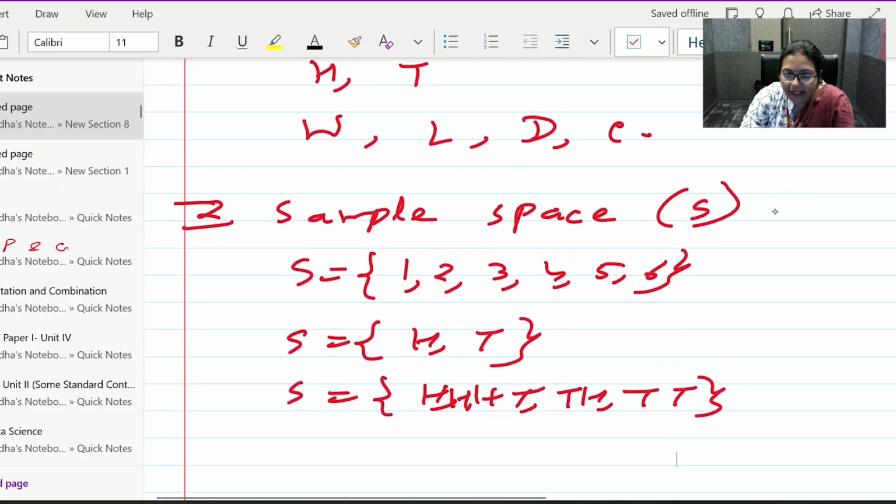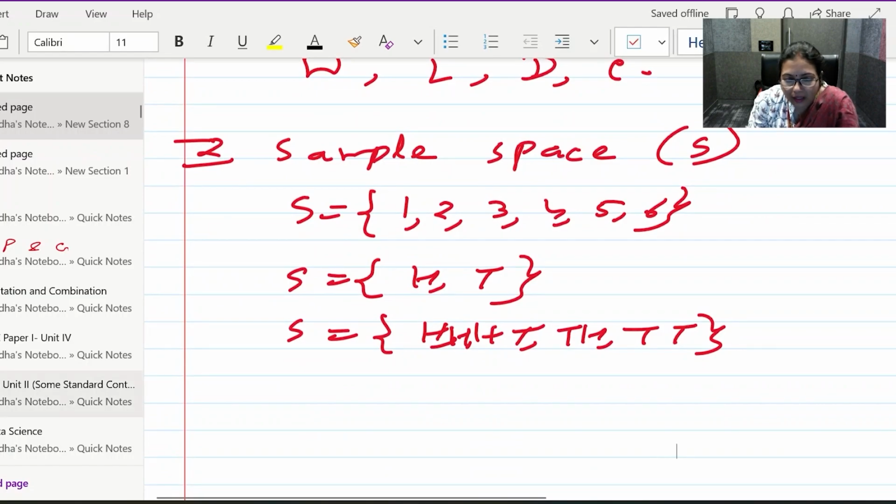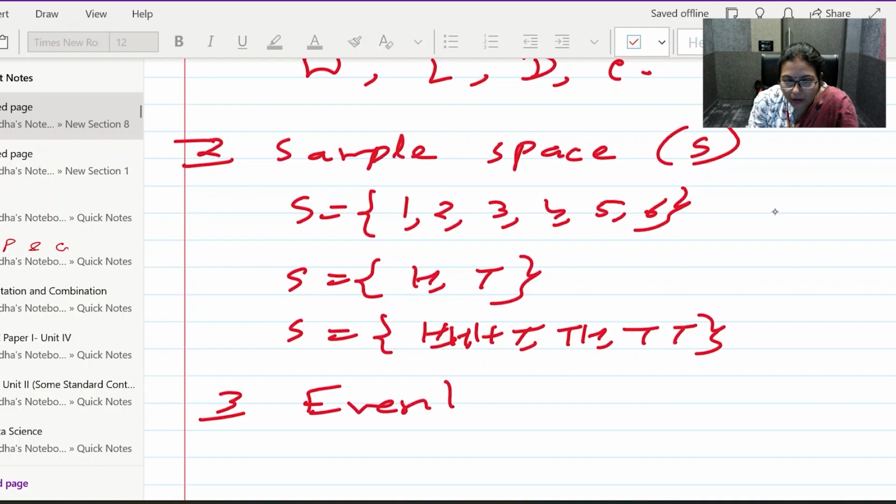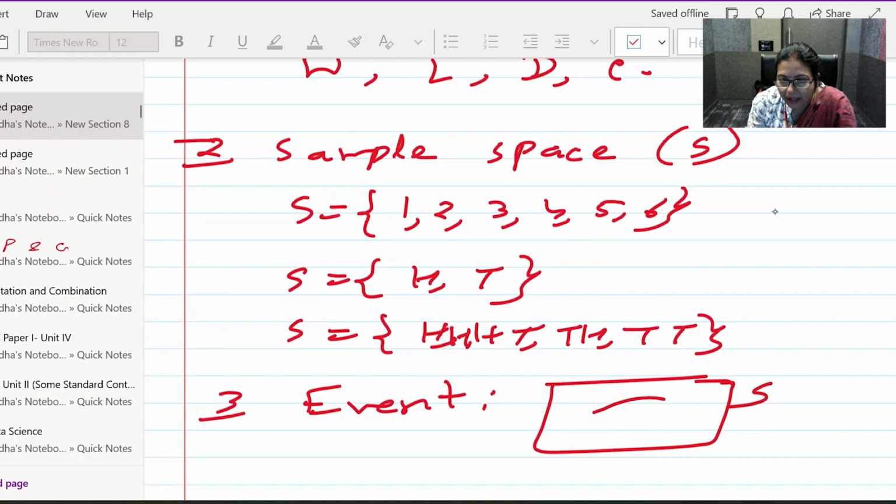Okay. Next, the definition comes: event. The third definition is event. Now what is the meaning of event? It is a subset of the sample space. Suppose this is the sample space S. Any subset we define, denoted by capital letters A, B, C, is called an event. So event is a subset of the sample space.